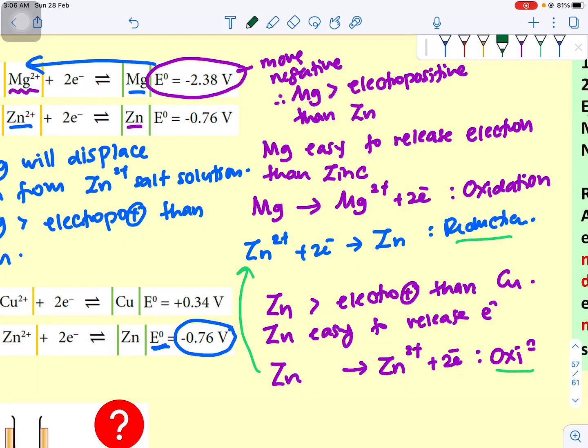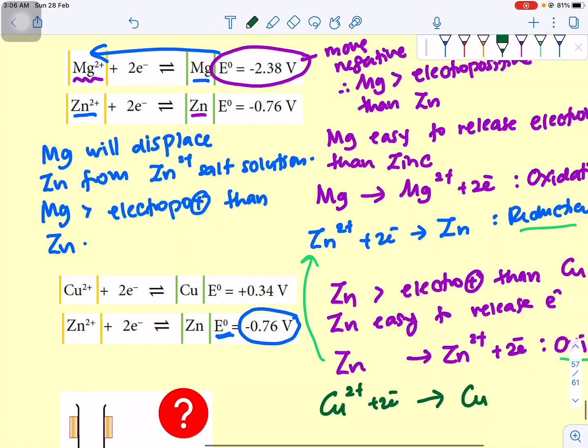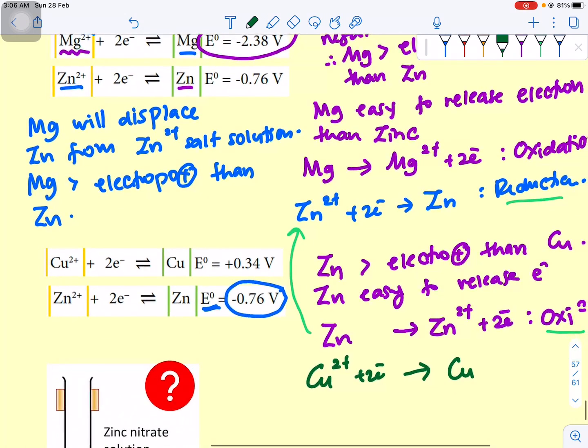So untuk Cu mestilah menerima. Kalau kita tulis Cu tak boleh terima. Yang boleh terima adalah Cu2+. So Cu2+ + 2e dapat Cu. So what happened? This means that zinc is able to displace copper from its salt solution because zinc is more electropositive than copper.